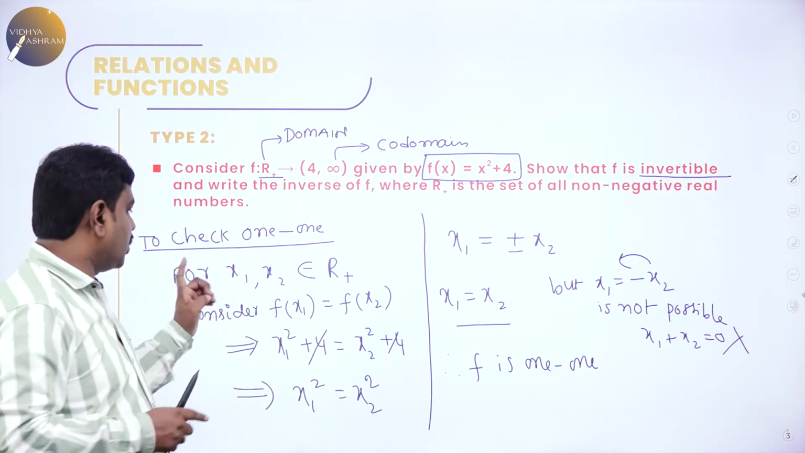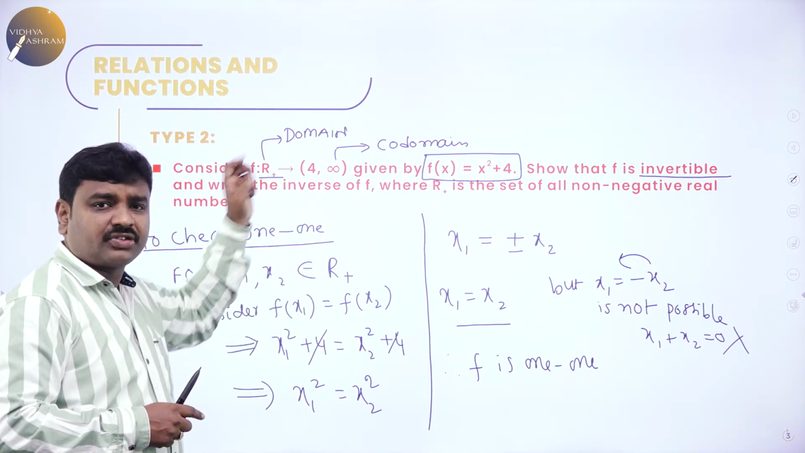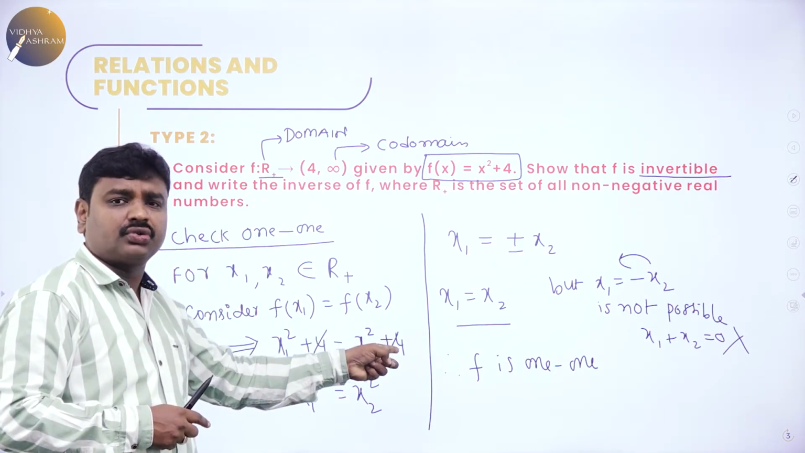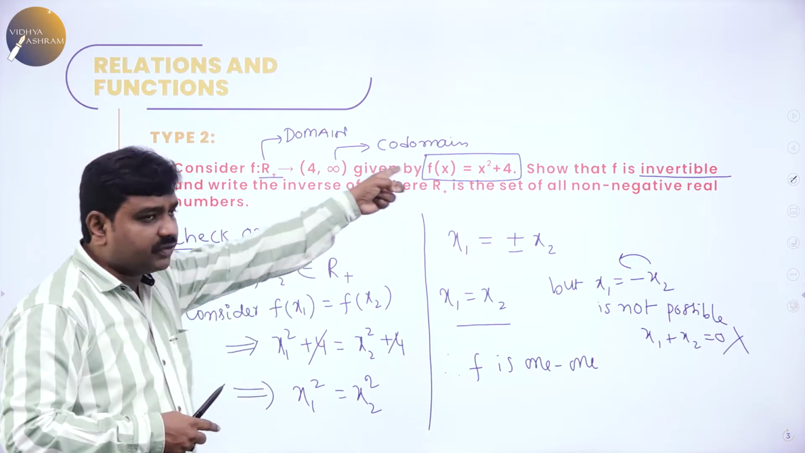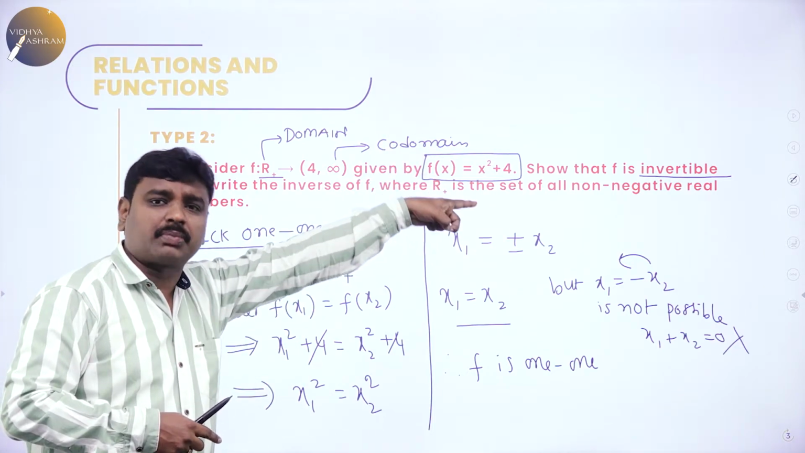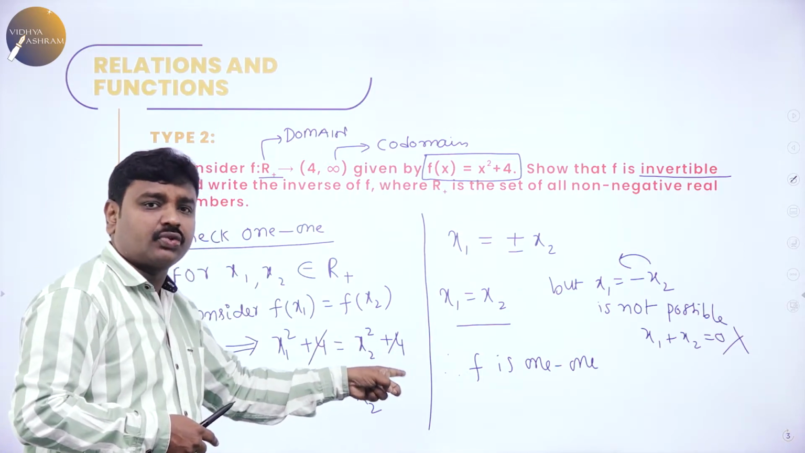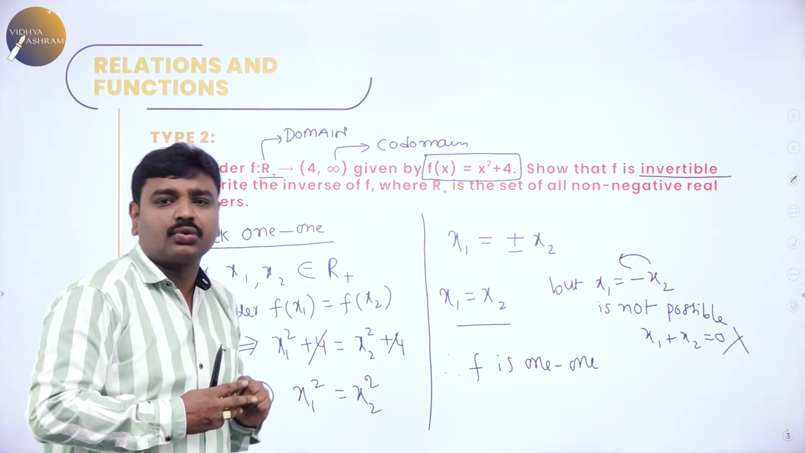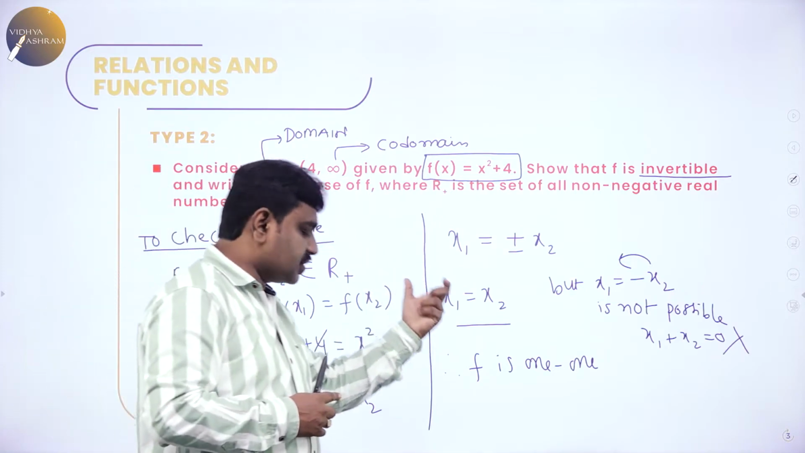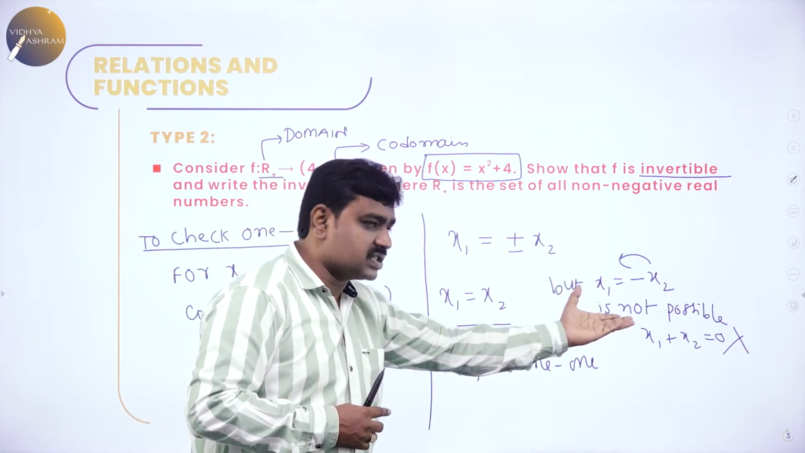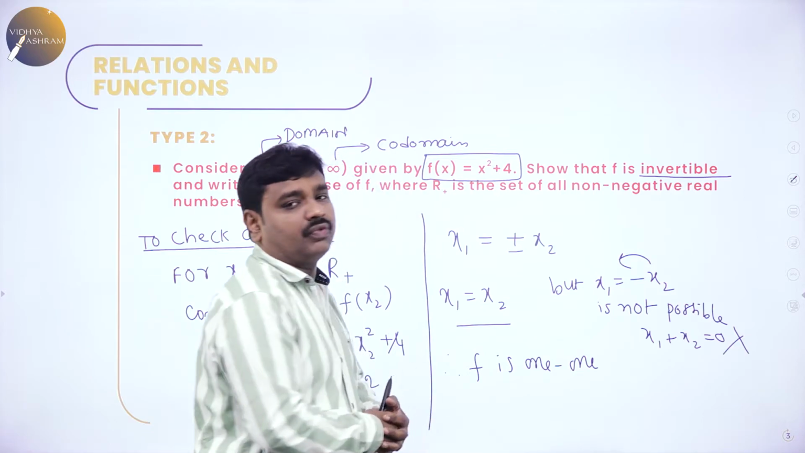How to prove 1-1? For x1, x2 belonging to the domain, here the domain is R plus. Consider f of x1 equal to f of x2, and write the f of x1 value by seeing the problem. In the problem, f of x is x square plus 4. f of x1 will become x1 square plus 4. f of x2 will become x2 square plus 4. Simplify, you will get x1 is equal to plus or minus x2, and consider x1 equal to x2 and discard this. This is not possible. Therefore, f is 1-1.